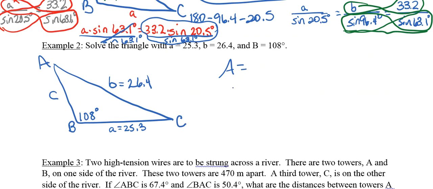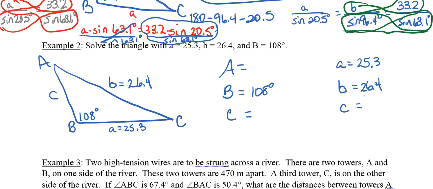So I don't know angle A. I do know angle B is 108. I don't know angle C yet. I know side A is 25.3. I know side B is 26.4. And I do not know side C yet. I can tell that I know everything about B, so that's going to allow me to do law of sines.